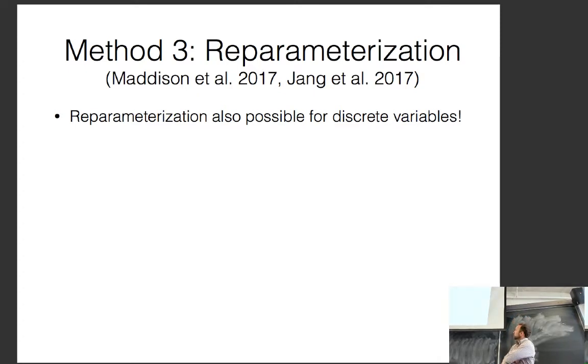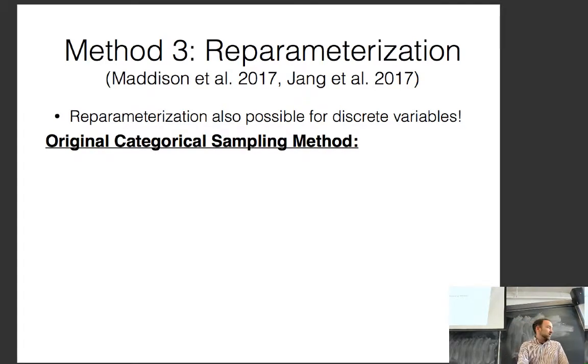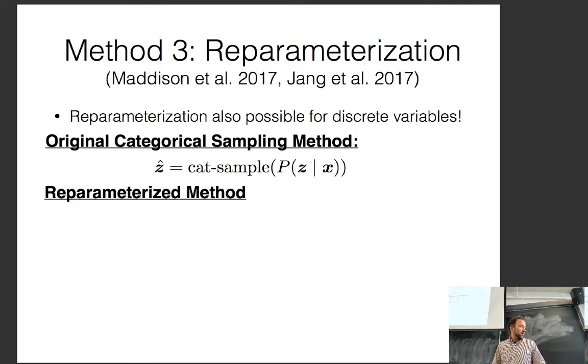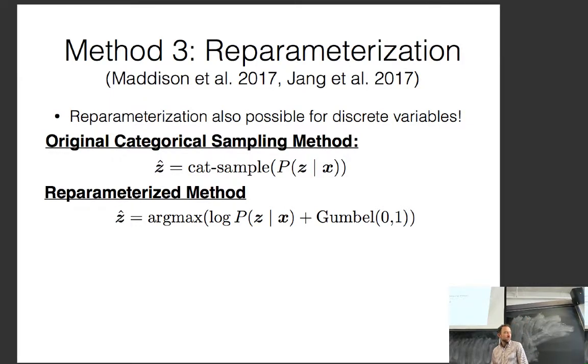So the way we do this, if we look at our original method for doing categorical sampling, we take x, the probability of z given x, where z is a discrete variable, and we sample according to its probability. So the way we do this in a reparameterized version is something like this. These two equations are exactly equivalent. So the first equation and the second equation will get samples from exactly the same distribution.